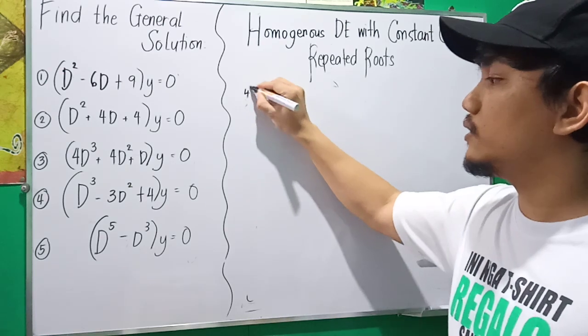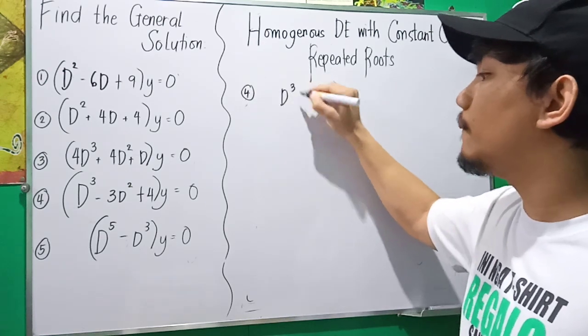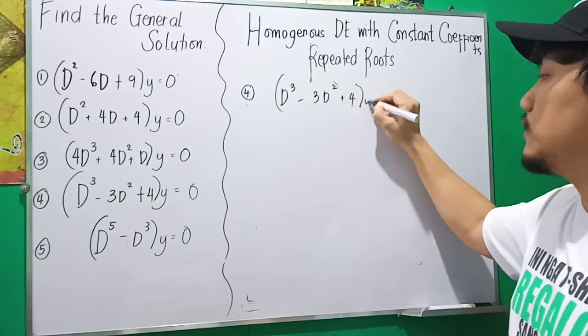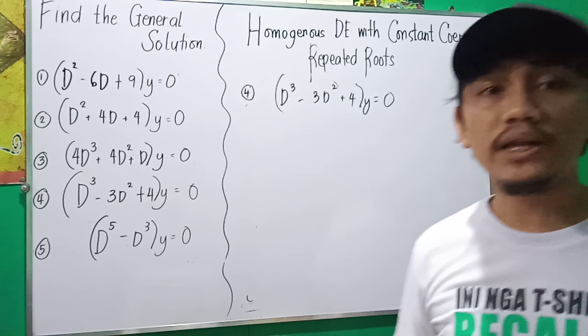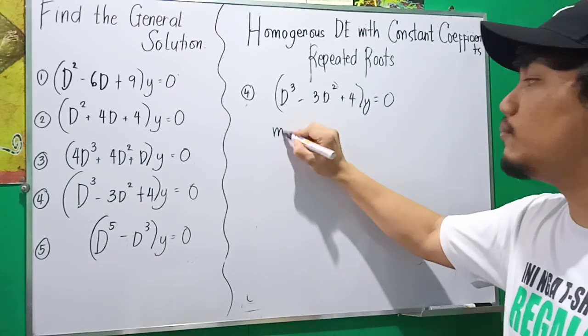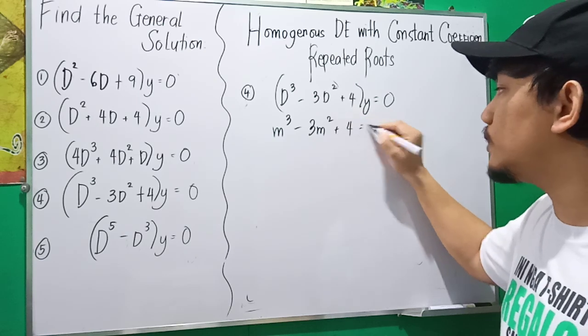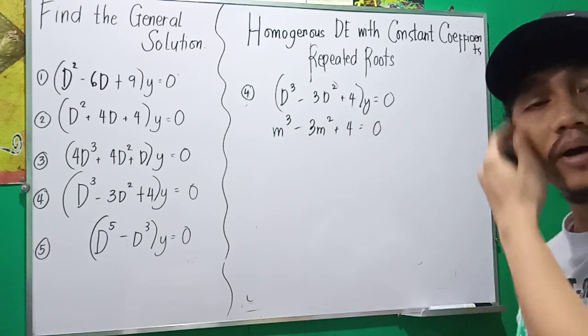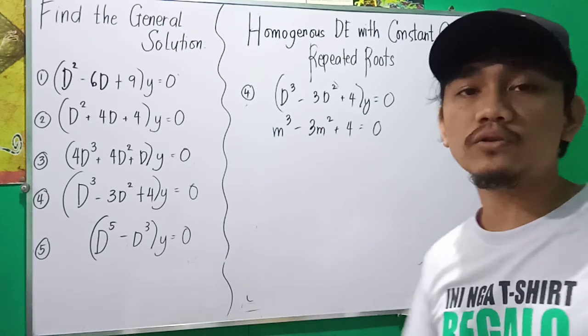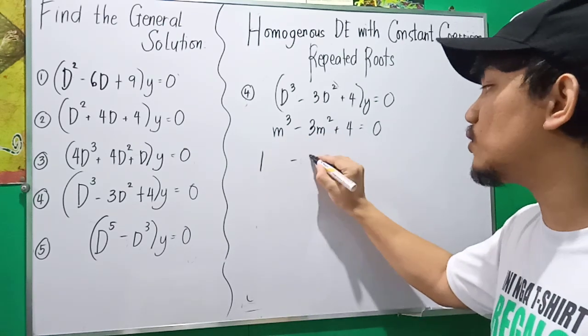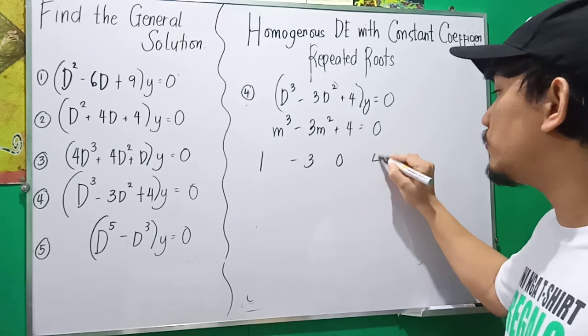Number 4, so we have D cubed minus 3D squared plus 4y. So, how will we set the auxiliary equation? So, that is m cubed minus 3m squared plus 4 is equal to 0. So, kailangan alam natin yung mga possible factors. Ang technique dyan, kagaya yung tinuro ko last time, synthetic division. Ilalatag natin yung mga coefficients.